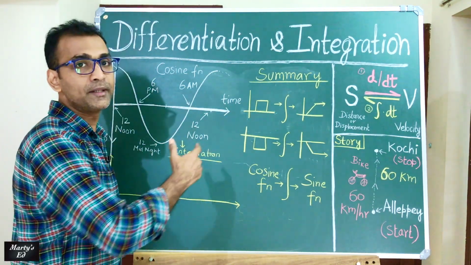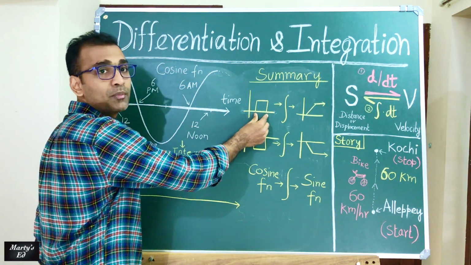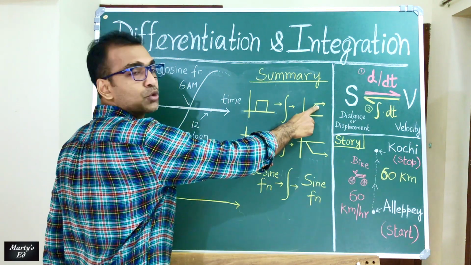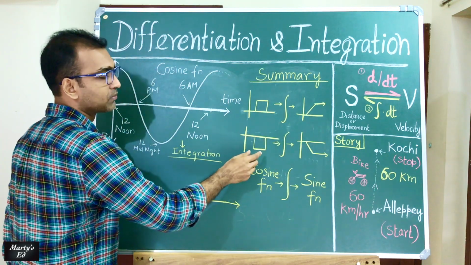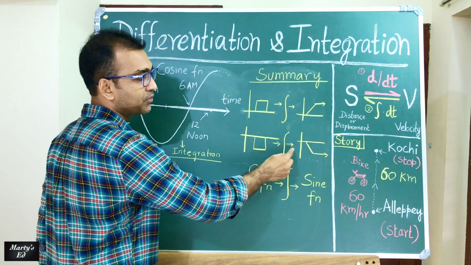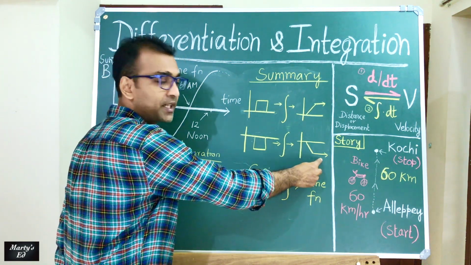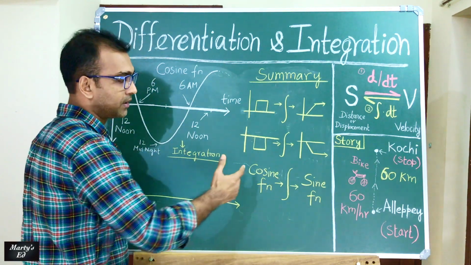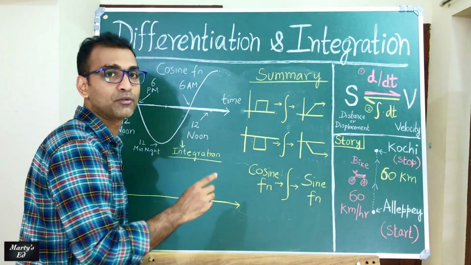Let's go to the summary. If the input is a positive constant for some time, then the integration of that is going to be a positive ramp and it is going to remain at that value till infinity. Similarly, if the input is negative constant for some time, the integration of that is a negative ramp and it is going to remain at that point till infinity. And we have also seen this formula where integration of a cosine function is a sinusoidal function, right?